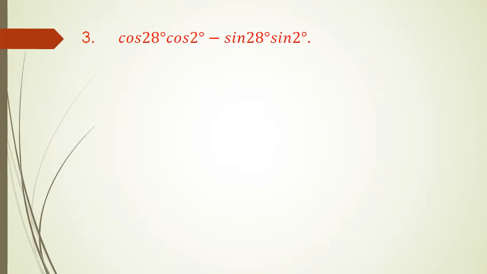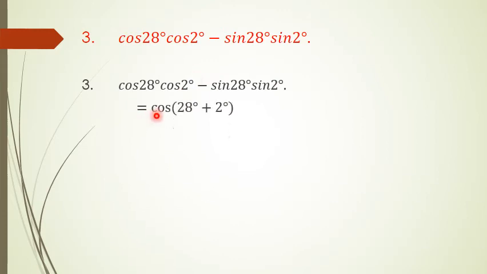Question number 3. Cos 28 degrees cos 2 degrees minus sine 28 degrees sine 2 degrees. Now this seems to be straightforward. Cos, cos, sine, sine, and you have two acute angles, 28 and 2. So looking at your formula sheet, you will see that this is the right hand side of the compound angle formula for cosine. So on the other side we will have a plus sign. So that is equal to cos 28 degrees plus 2, which is equal to cos 30 degrees, which is equal to root 3 over 2.